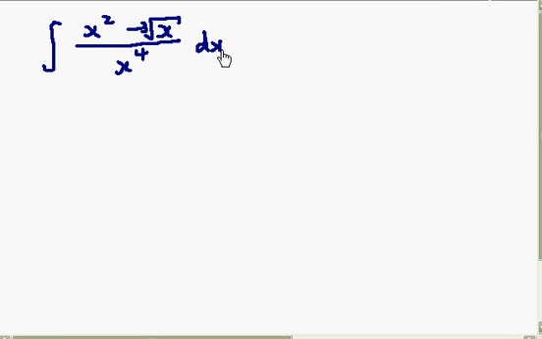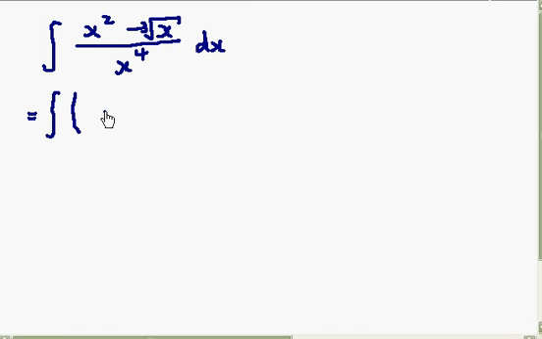Okay, so this last example, let's write it as the integral of x squared take away the square root of x. Let's actually have the third root of x. Let's make this tricky for me. Okay, x squared take away the third root of x over x to the 4 dx.